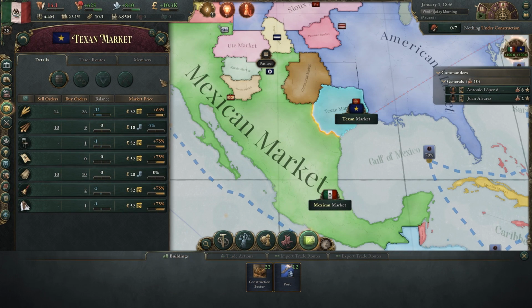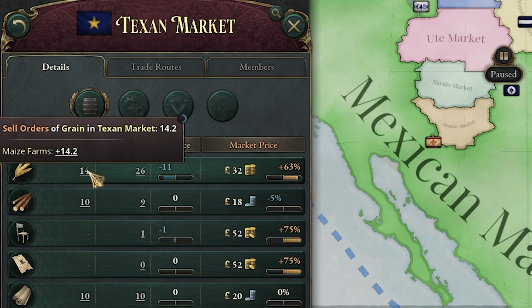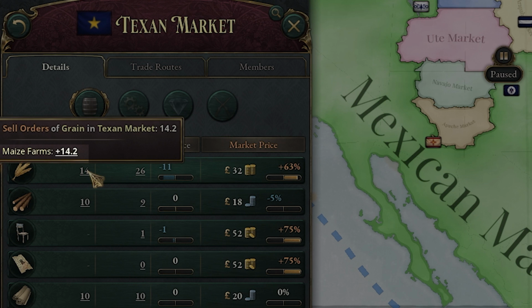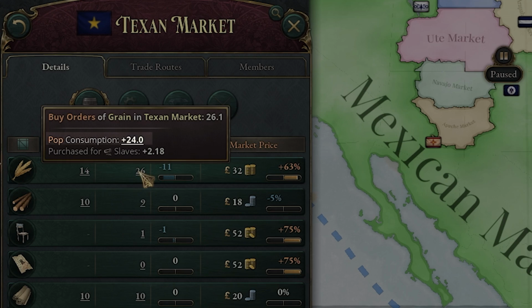So the market price is based on the buy and sell orders a good has. We're in the Texan market, so it's nice and simple. You can see here for grain, we have sell orders from the maize farm, so it's being produced from them. And then we have buy orders from the pop consumption, so the pops are eating them.